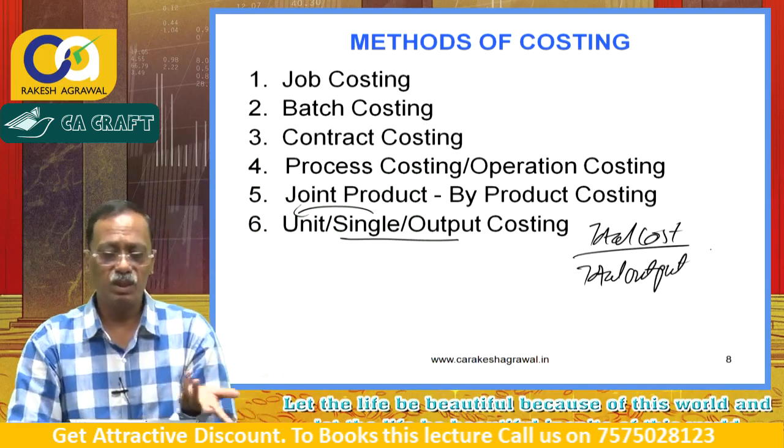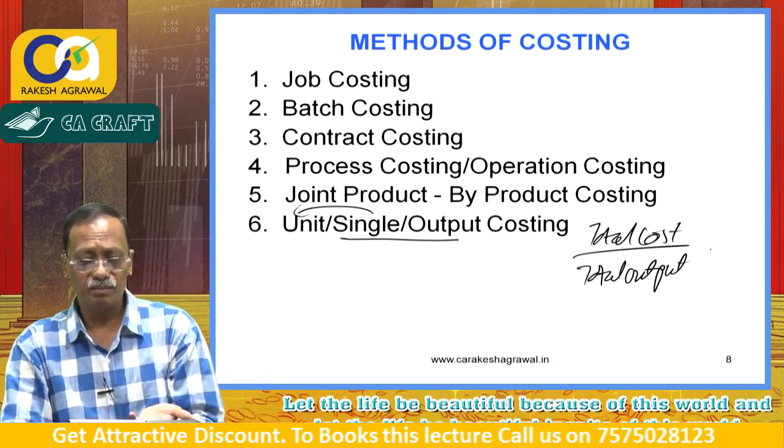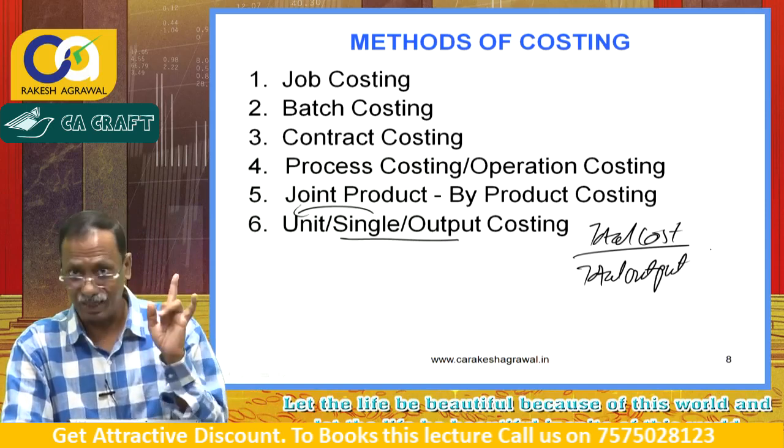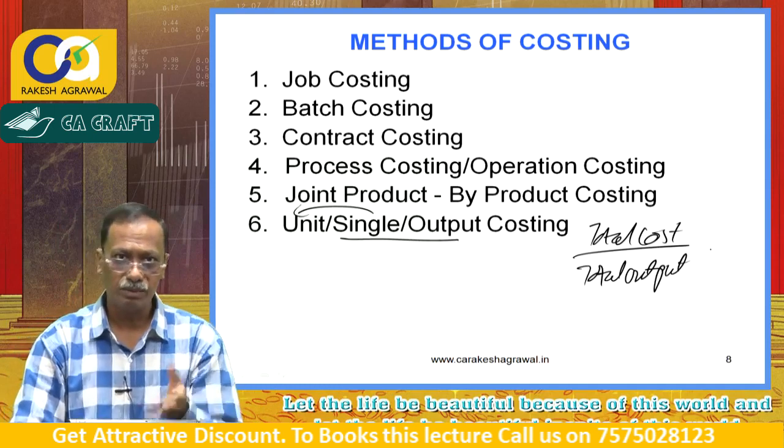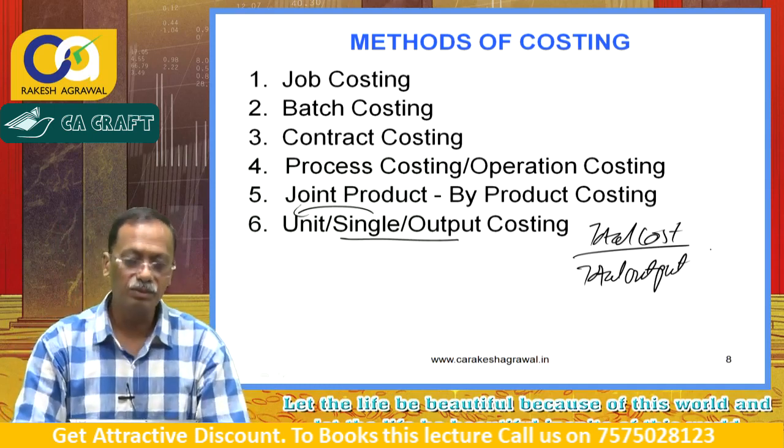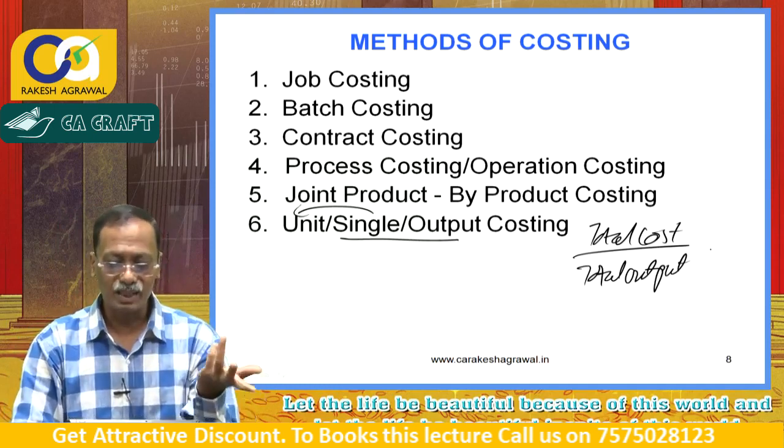Very simple. What will the institute ask in the exam? They have never asked a question on this at intermediate level, because cost has to be given in the question paper, output also has to be given in the question paper, and a calculator is allowed to be used by you. So nothing great, but that is single output costing.